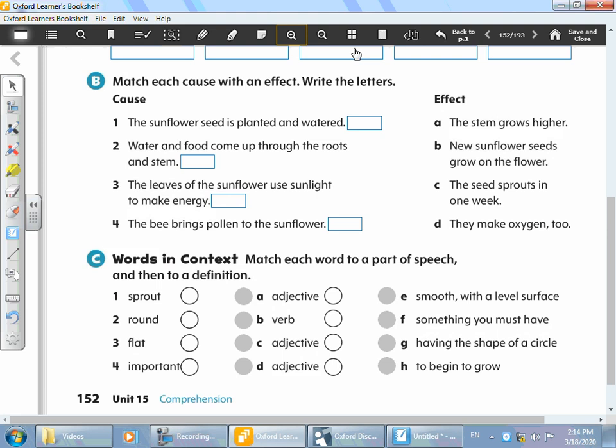Number 3, the leaves of the sunflower use sunlight to make energy. What happens next? What is the answer? The leaves of the sunflower use sunlight to make energy. Excellent. Very good. New sunflower seeds grow. Sorry. The bee brings pollen to the sunflower. What happens? Excellent. New sunflower seeds grow on the flower, and the leaves of the sunflower use sunlight to make energy. Excellent. They make oxygen too.